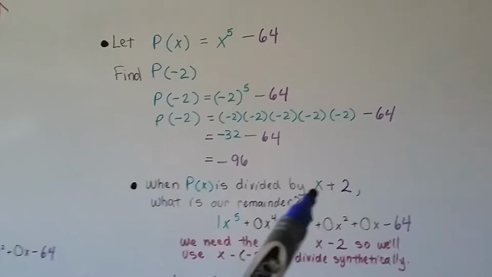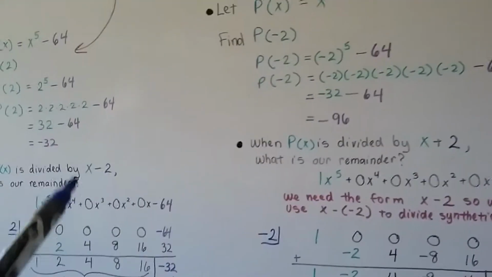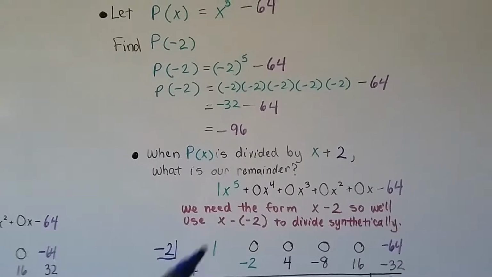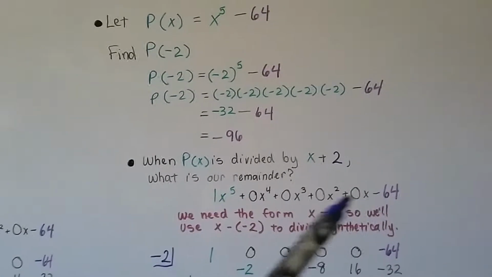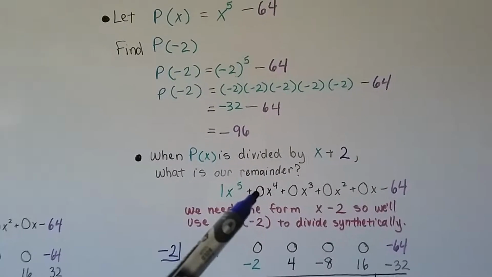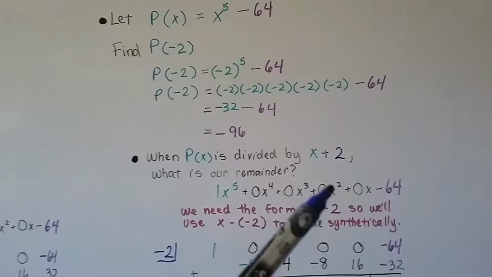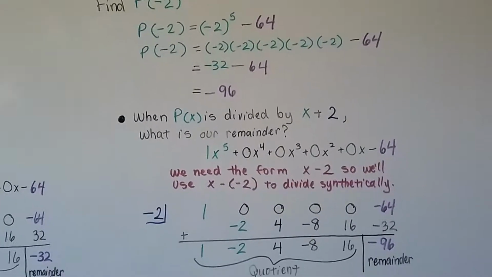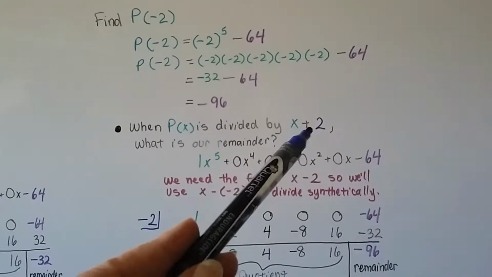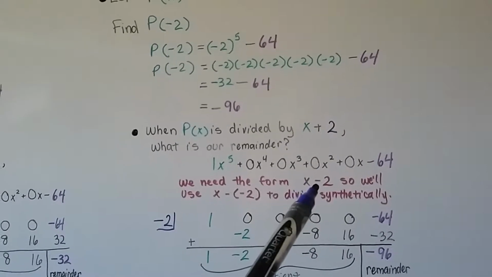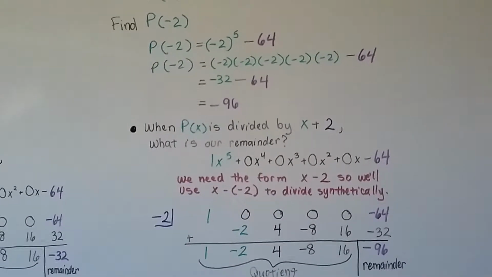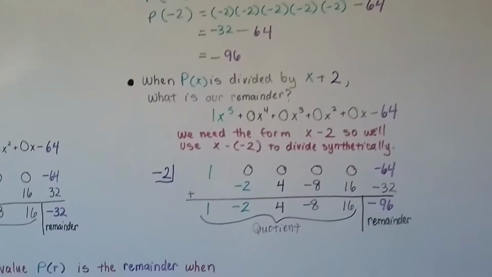When P of x is divided by x plus 2. Now remember, over here it was x minus 2. Now we're going to do x plus 2. What's our remainder? I'm going to set all the values that we don't have as a 0 as placeholders. So we've got the 1x to the fifth plus 0x to the fourth plus 0x to the third, and so on. And we've got our constant, that minus 64. Now, because this says x plus 2, and we need it to be in the form of x minus a number, we'll use x minus a negative 2 to divide synthetically. So now we've got a negative 2 here.